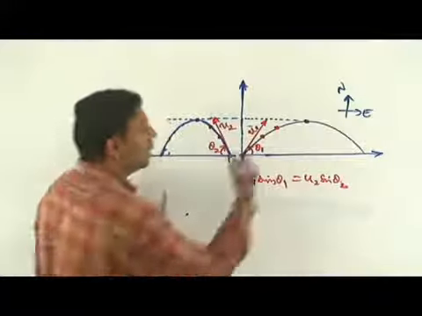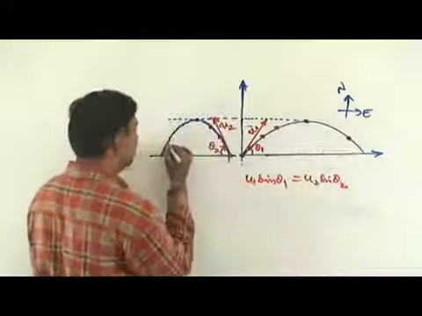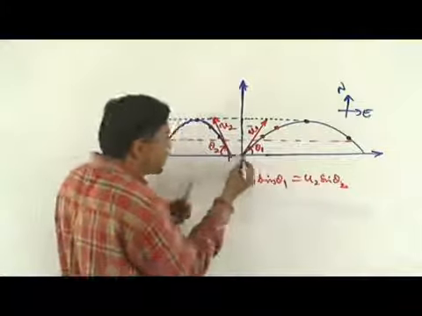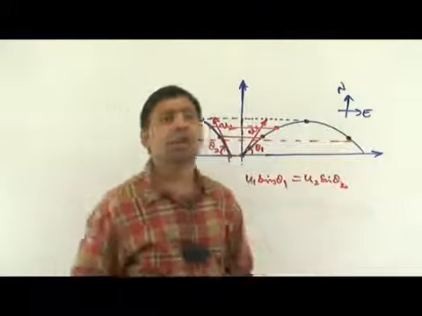And when this body starts coming down, somewhere here suppose, then the other body will be somewhere here. They will be at the same level. Okay, they will appear to each other as if they are moving horizontally, like this. Fine. So, relative to each other, the path will be a horizontal straight line.